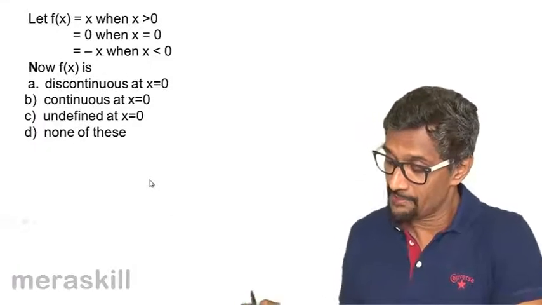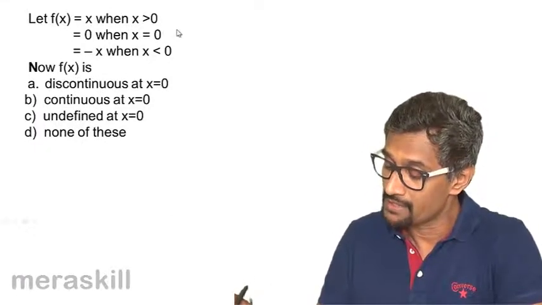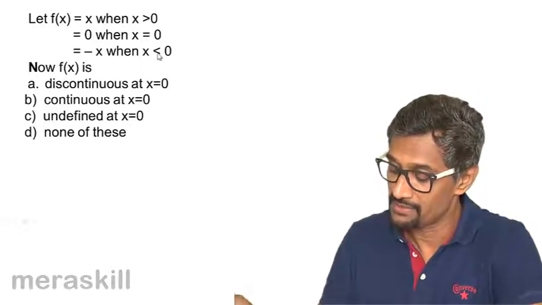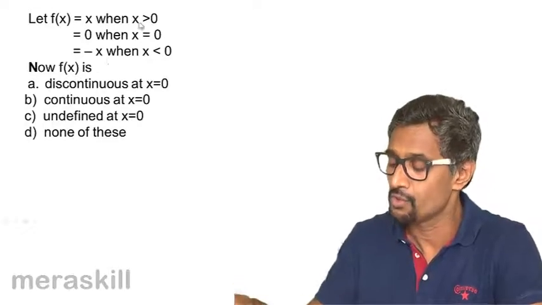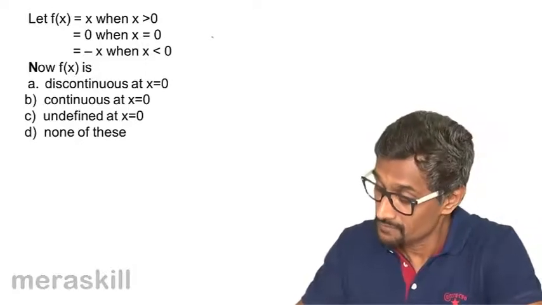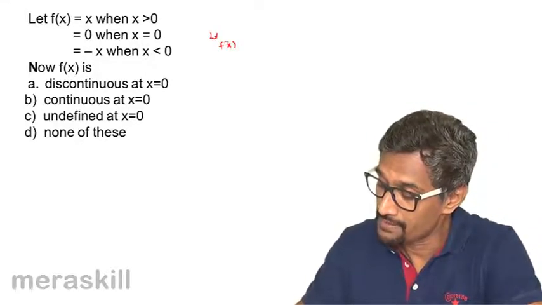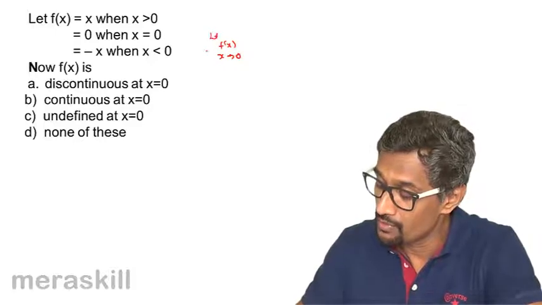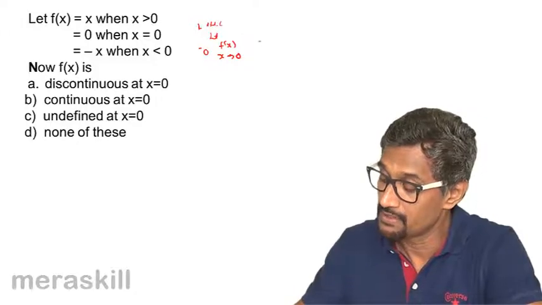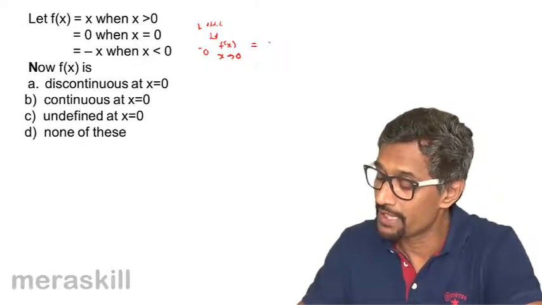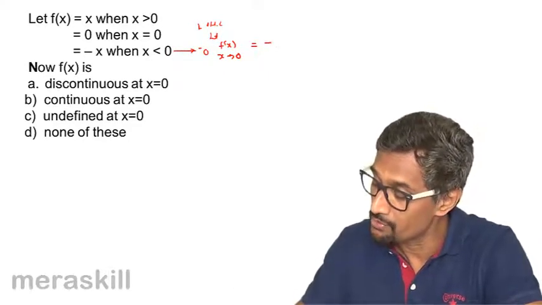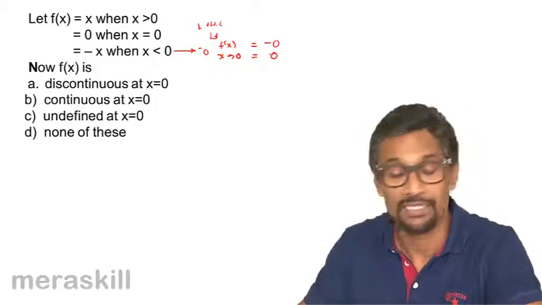Furthermore, let's see. Let f of x be equal to x when x is greater than 0, 0 when x is 0, and minus x when x is less than 0. So now, is f of x continuous? Since we are only considering 0, let us consider the limit of f of x as x approaches 0 from the negative side, that is the left hand limit. Hence we will consider the function which tells the value when x is less than 0. So it's going to be minus 0, which is 0 itself.